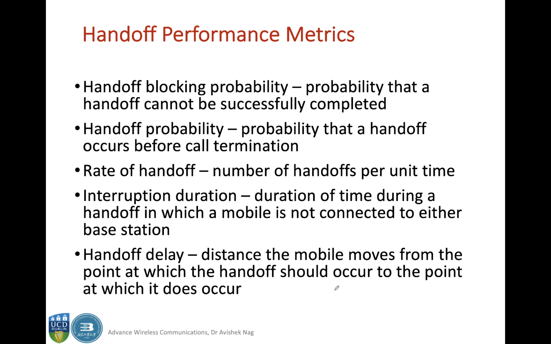We have more performance metrics for handoff. The handoff blocking probability is the probability that a handoff cannot be successfully completed. Then we have handoff probability, which is the probability that a handoff occurs before call termination. The rate of handoff is the number of handoffs per minute. Interruption duration is the duration of time during a handoff in which a mobile is not connected to either base station. And handoff delay is the distance the mobile moves from the point at which the handoff should occur to the point at which it does occur. So there are different metrics associated with handoff that you just saw.